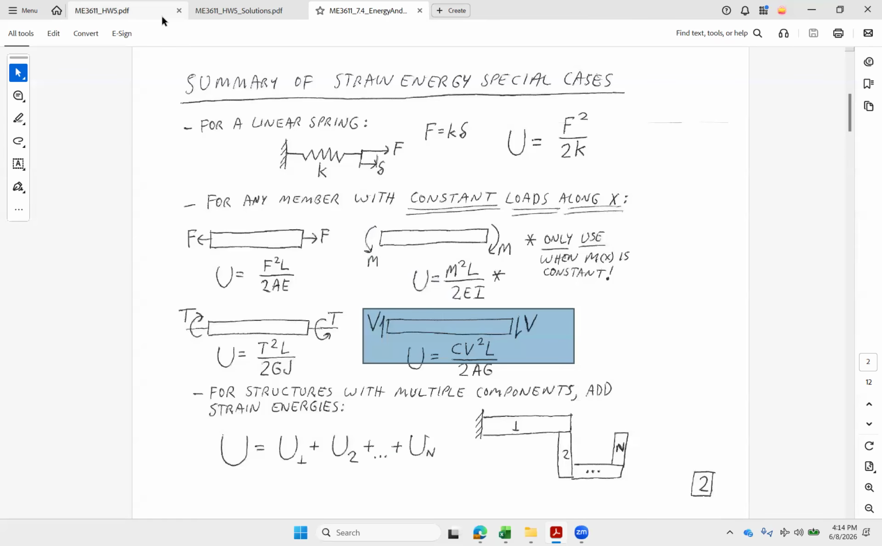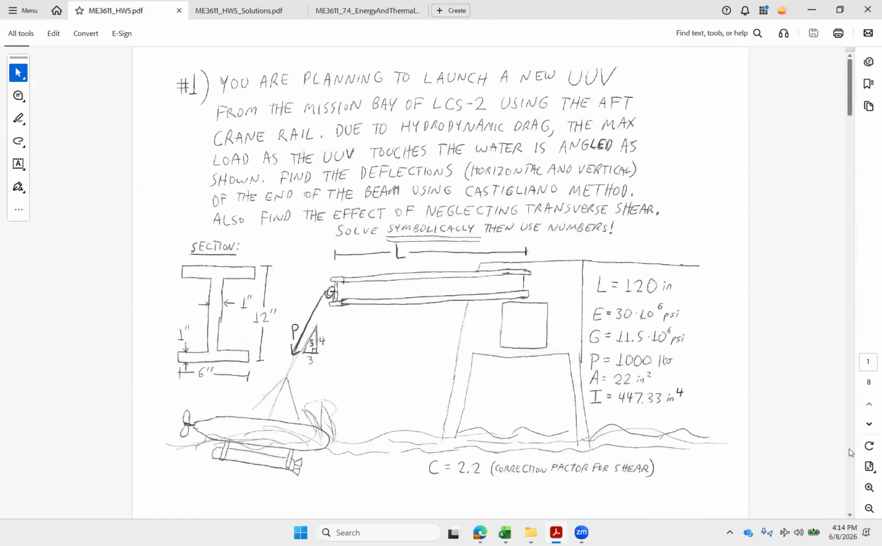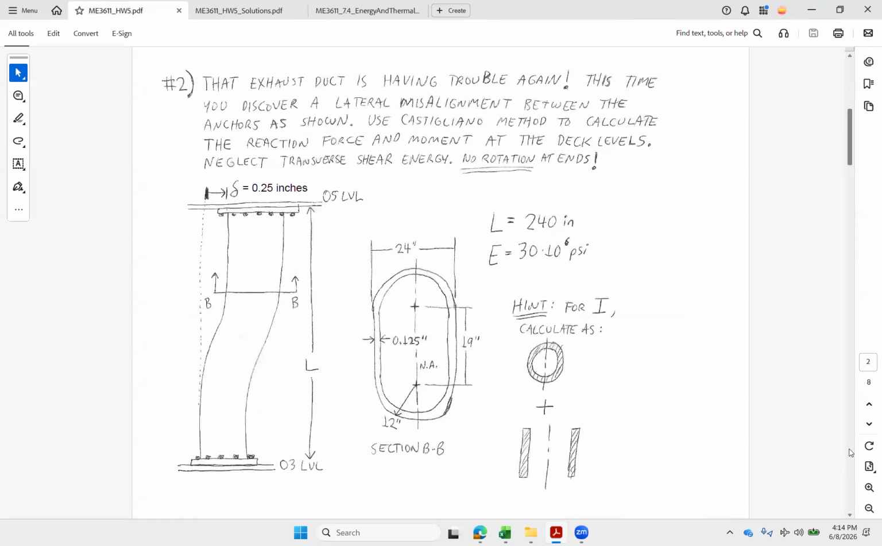All right, let's take a look at our second problem. Here we're looking at that same exhaust duct, but this time we've got a lateral misalignment. Before we had that angular misalignment with the torsion. Now we've got an offset between the decks where the cutout is of 1/4 of an inch. Right? So when we use our Castigliano method again, this time calculate what our reaction forces are at those decks. Right? We're going to neglect transverse shear energy.